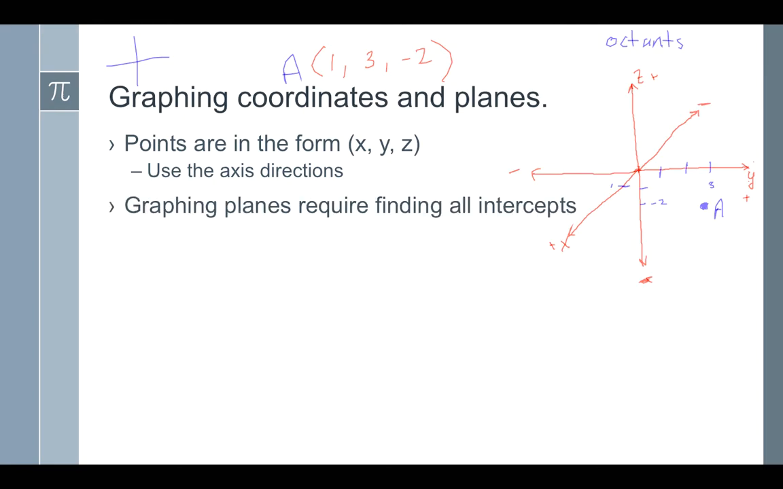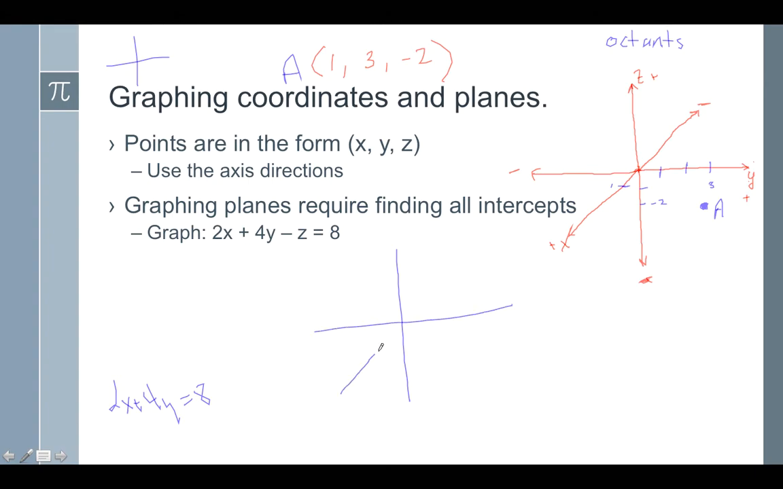If we were to graph a plane like this, normally we graph lines where the z doesn't exist. And we would graph 2x plus 4y equals 8. If we were to just graph 2x plus 4y equals 8, I would find the 2 intercepts. I'd find the x-intercept and the y-intercept, plot those 2 dots, and connect the 2 dots. So in 3 dimensions, we do kind of the same thing.